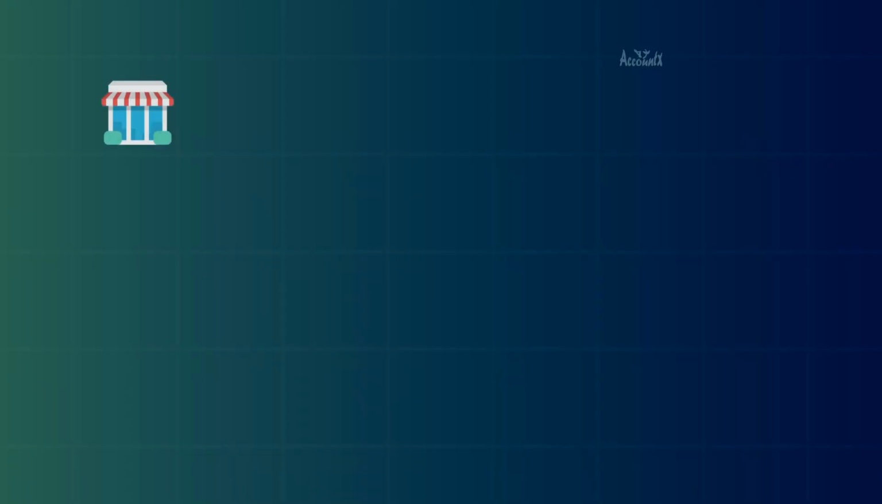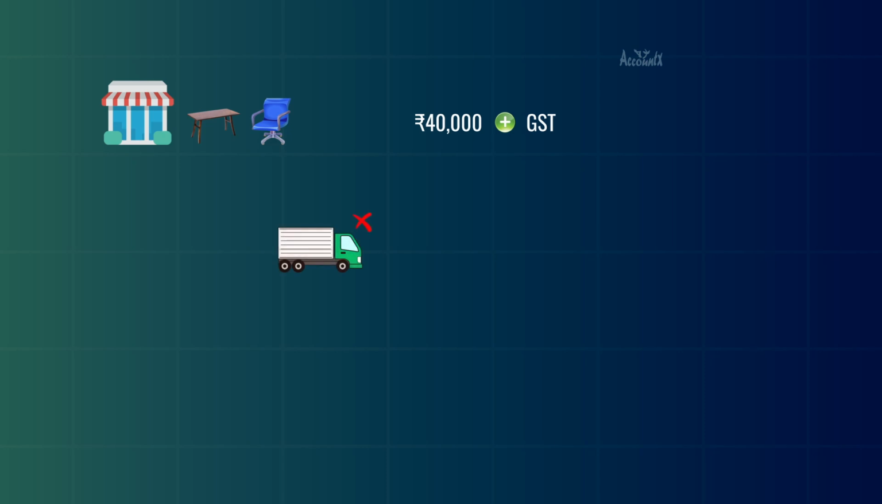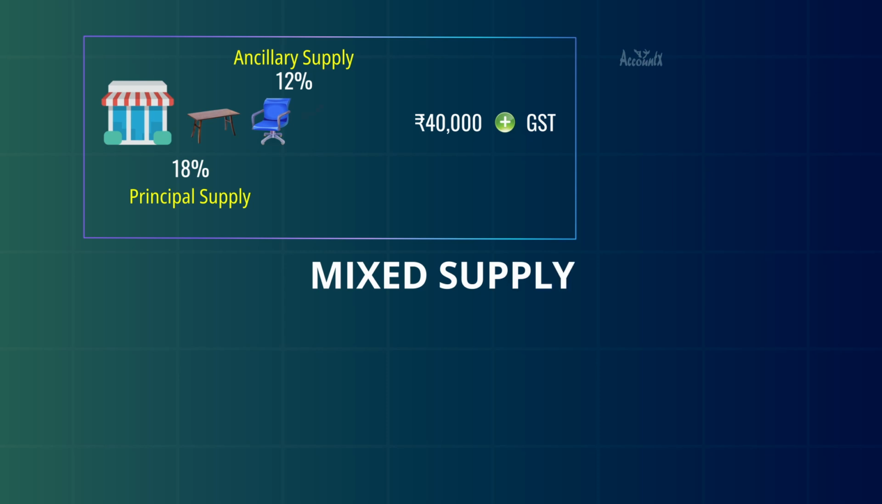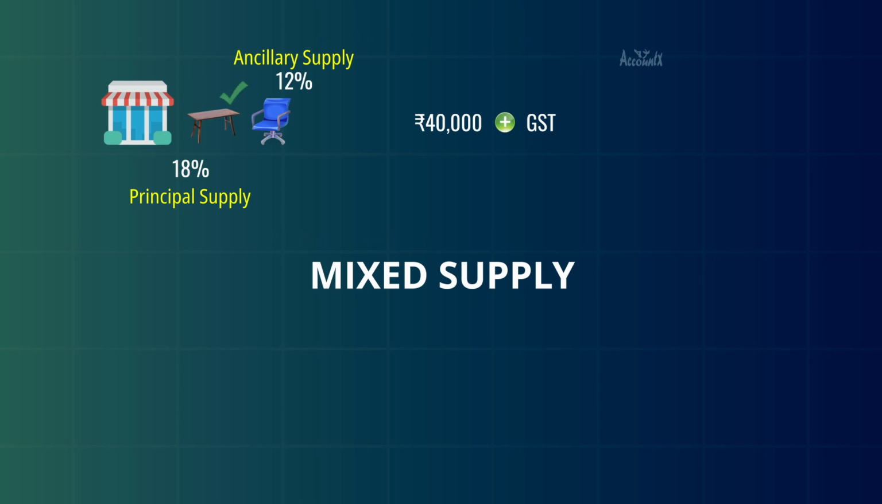Let's understand this better with the same example. That is, you go to a furniture store to buy a wooden table. Let's say you also want to buy a chair. Now, price for this bundle, that is table plus chair, let's say it is 40,000 plus GST. For ease of understanding, let's remove transportation from this example. Now, the rate of GST for wooden table is 18% and for chair, let's say it is 12%. Principal supply here is the wooden table because GST rate is 18% and ancillary supply is the chair with GST at 12%. This is a clear example of mixed supply because here one can be supplied without the other. That is, despite the fact that the table can be supplied without the chair, it is yet treated as a bundled supply.